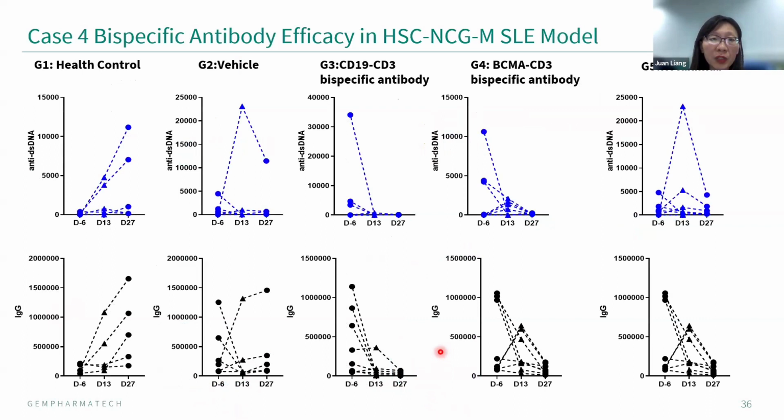Here is individual data of each mouse that responds to the drug treatment. Although maybe not every mouse responds well to the drug treatment, we can really see some data showing that with the treatment of the bispecific antibody, they can really reduce the IgG levels.